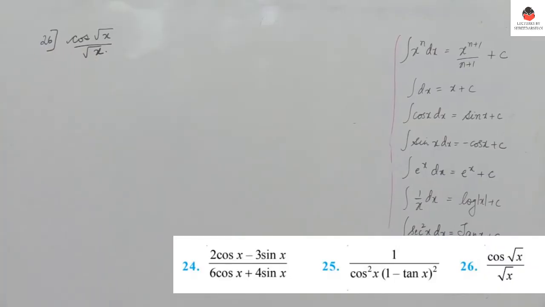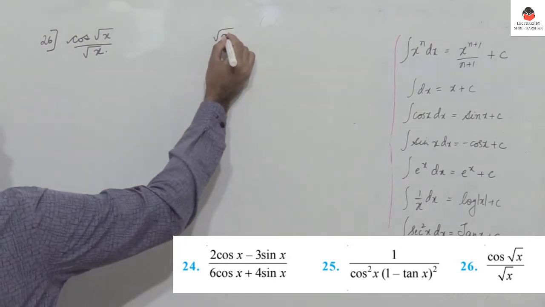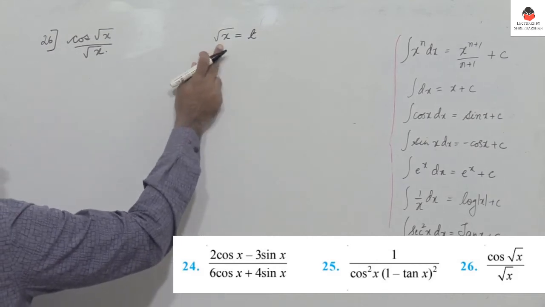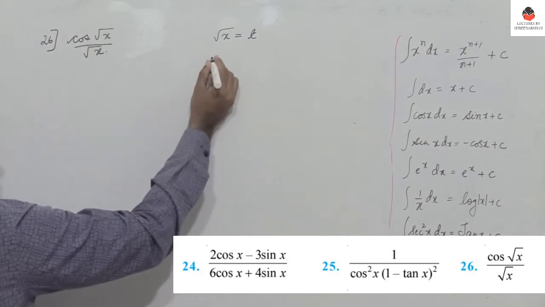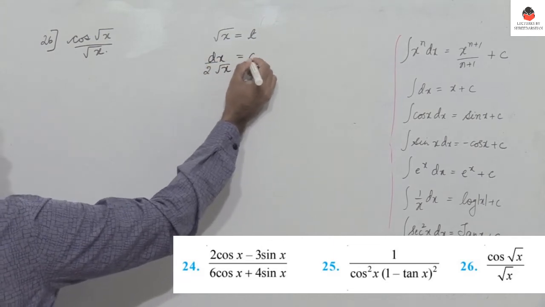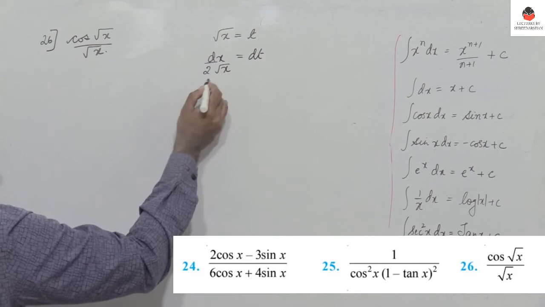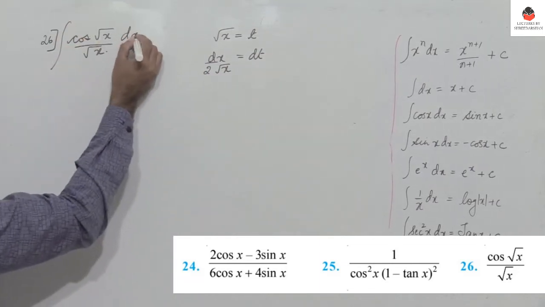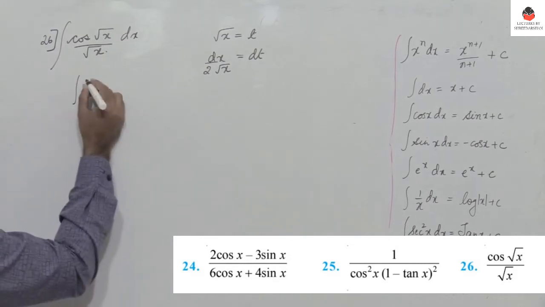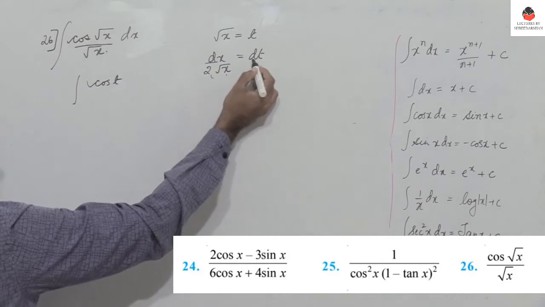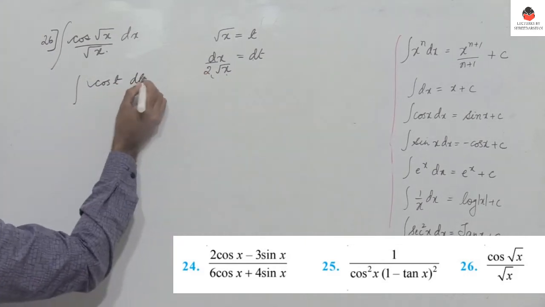So you have cos of root x divided by root x. Definitely I have to take root x as t and make the substitution. We know that the differential of root x, which is x power half, is 1 by 2 root x dx equals dt. So what is dx by root x? It is 2 dt. So I have the integral of cos t, and dx by root x is 2 dt.